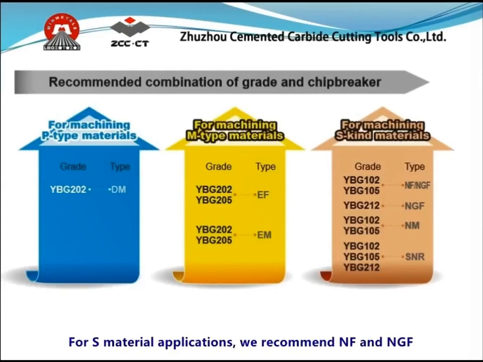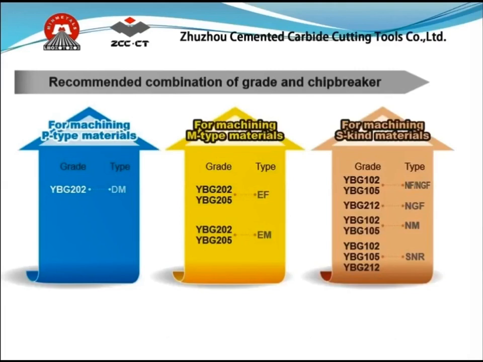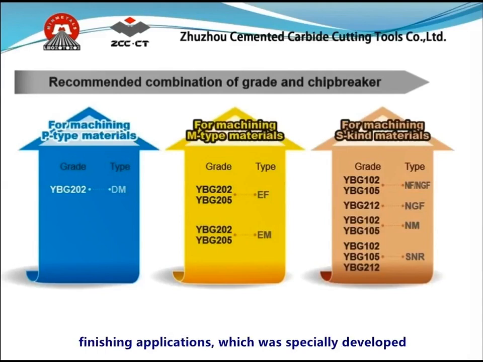For S material applications, we recommend NF and NGF combined with YBG 102 and YBG 105 for light cutting force finishing applications requiring high precision and good surface quality. YBG 212 with NGF is also for high precision finishing applications, specially developed for double-sided inserts with a sharp edge, for instance profiling applications, with good positioning and toughness requirements.